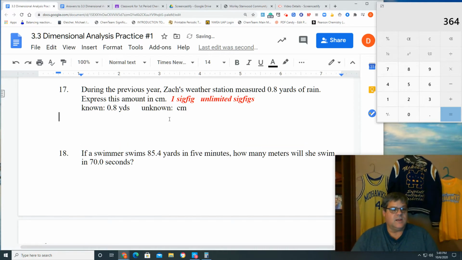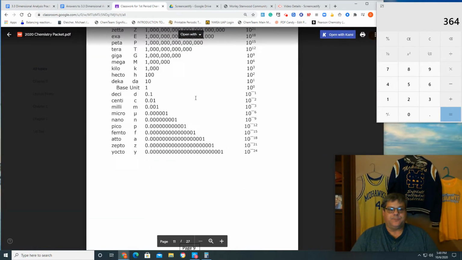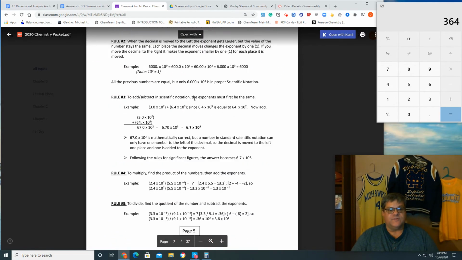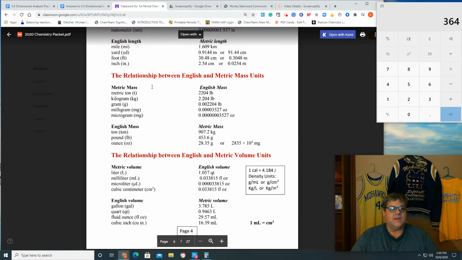Okay, so let's go ahead and start this off. We're going to start off with what we know, which is 0.8 yards. Then we're going to do our handy-dandy times and a line. Now, we've got to get a conversion factor from yards to centimeters. Do we have that? So let's go to our packet and see if we can figure that out. Go back up to where our conversion factors are. So yards to centimeters. Let's look in here and see if we have, there's yards. There's centimeters right there. So I can go right from yards to centimeters. So 1 yard equals 91.44 centimeters.